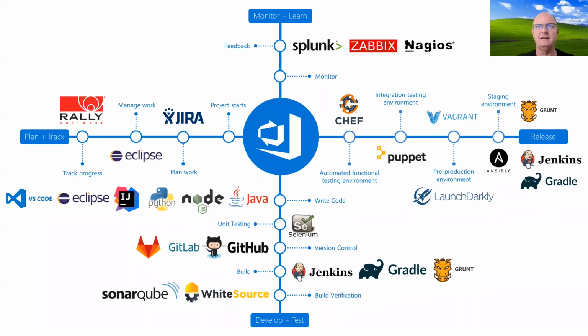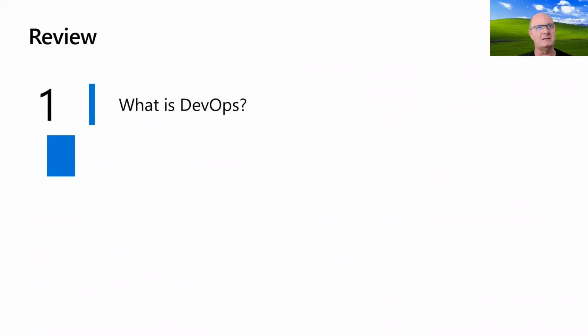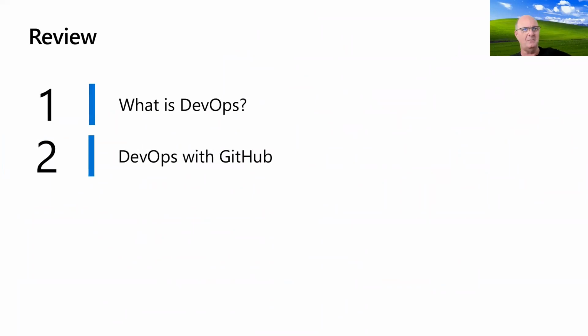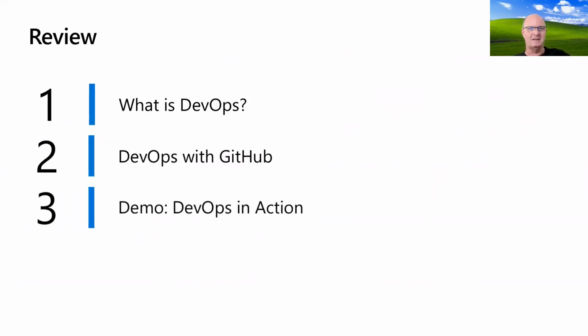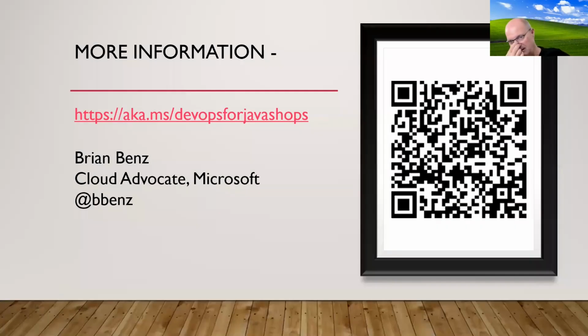Yeah, so that's about it. So I showed you a little bit about what is DevOps, DevOps with GitHub, DevOps in action, and showed you how to keep your investments as well. And don't forget that you can find more information about this at aka.ms/DevOps for Java shops. I also have a workshop there that I've created that's self-guided that you can use to do the same thing I showed you here, but with Azure DevOps/Azure pipelines as well.